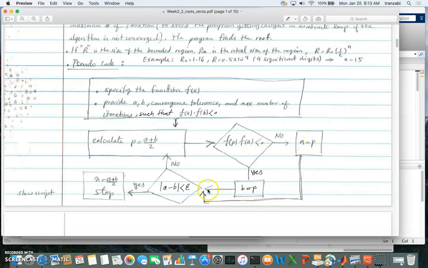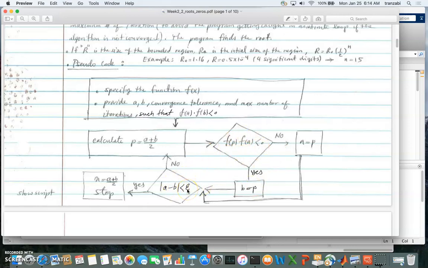And then we find the difference between a and b. If the difference between a and b is less than some threshold, some small number, then we stop and say the root is basically the average of a and b. However, if this difference is not small, we're going to keep iterating over this loop. So again, find a plus b, divide by 2, which goes to p. Then we check if f(p) times f(a) is less than 0. If so, we replace b by p, otherwise a by p, find the difference, get the average, and iterate. So we iterate until this difference becomes small.